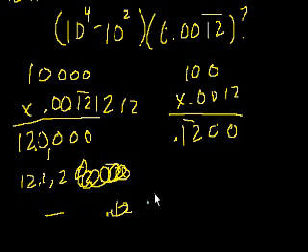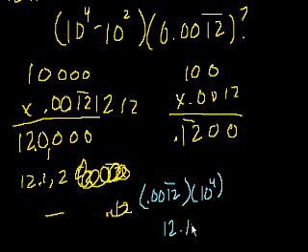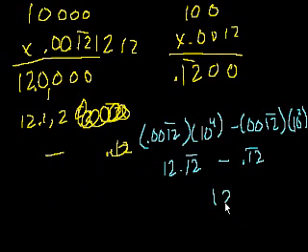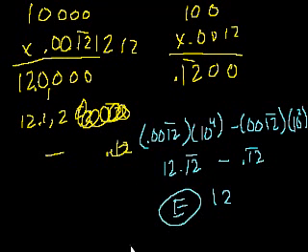So 0.0012 repeating times 10 to the 4th is going to be equal to 12.12 repeating. And we're going to subtract 0.0012 repeating times 10 squared, and that is equal to 0.12 repeating. So if I subtract out the 0.12 repeating from 12.12 repeating, I'm just going to be left with 12. And hopefully that's one of the answers. It is choice E. See you in the next video.